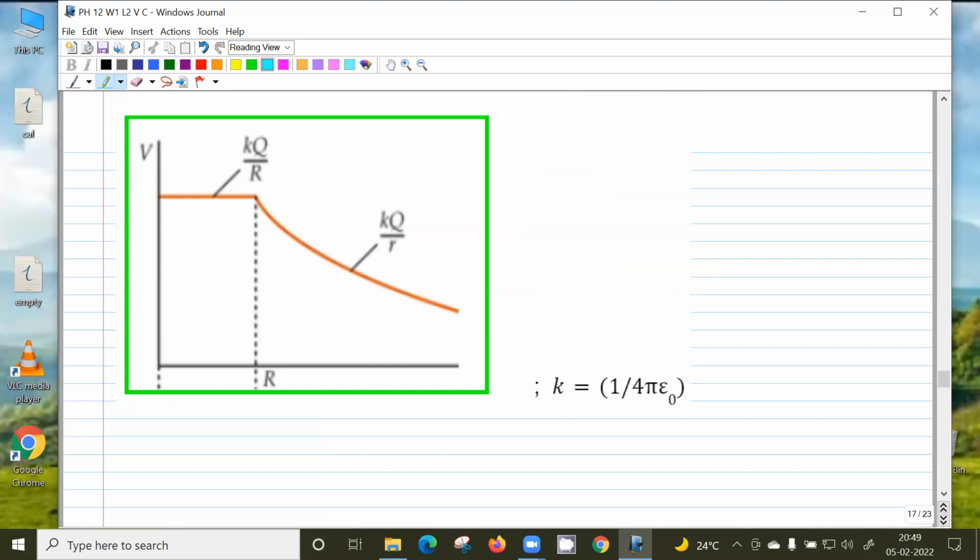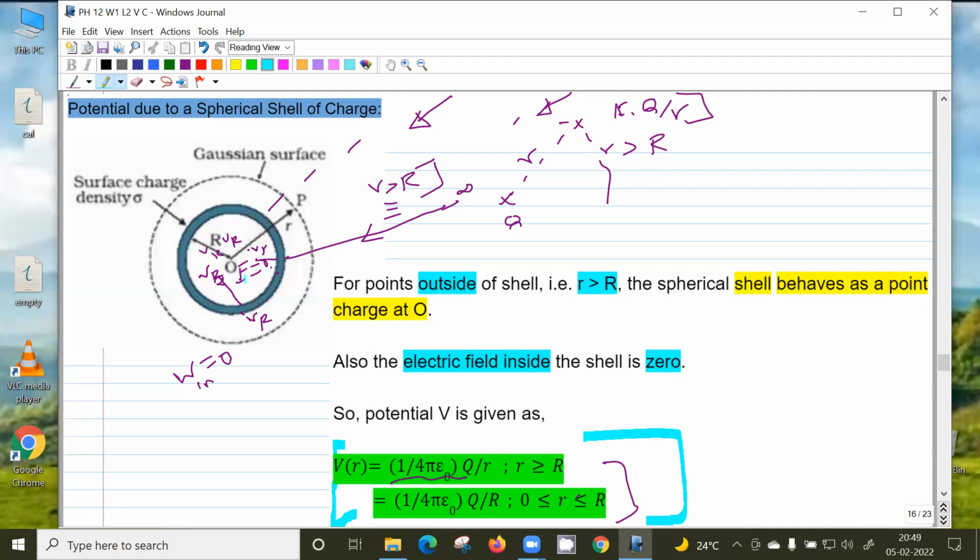Sir, can you please explain once again why inside the potential will be constant? Won't it be 0? See, moving from the surface to any point inside, the work done is how much? 0, because the electric field is 0. Because work done is the unit charge times the electric field. And the potential difference between these 2 points, V inside minus V_R, is equal to the work done, right?